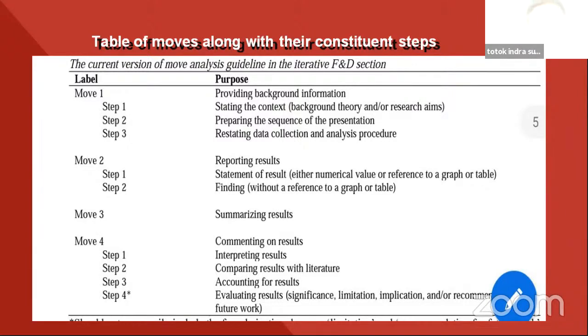It means that the findings and discussion section of the research should be provided completely, starting from move one until move four. So as a researcher, if we want to write the findings and discussion, we must include move one, move two, move three, and move four: providing background information first, then reporting the results, and after that summarizing the results, and then commenting on the results. So there are four moves.